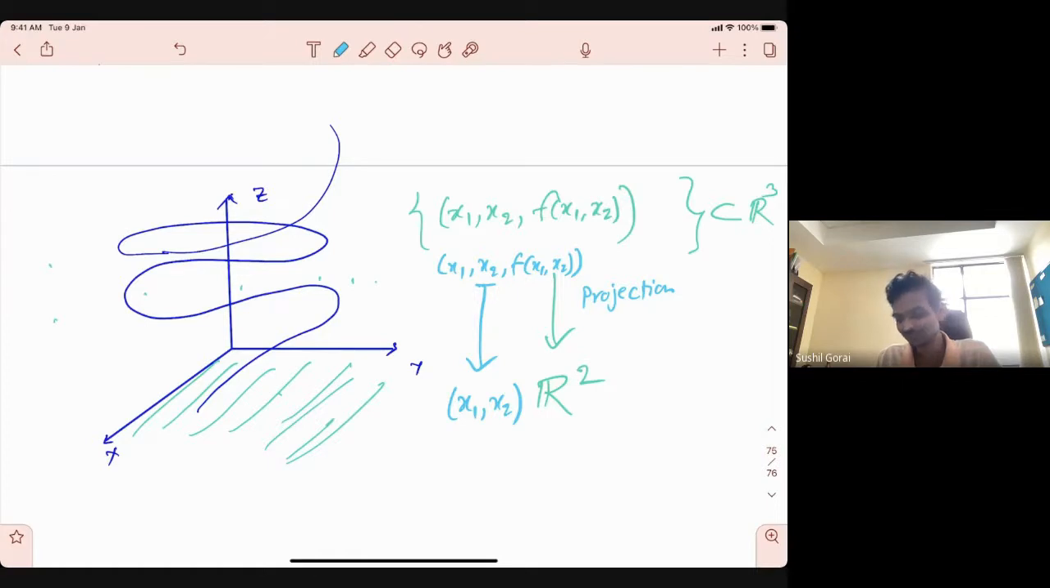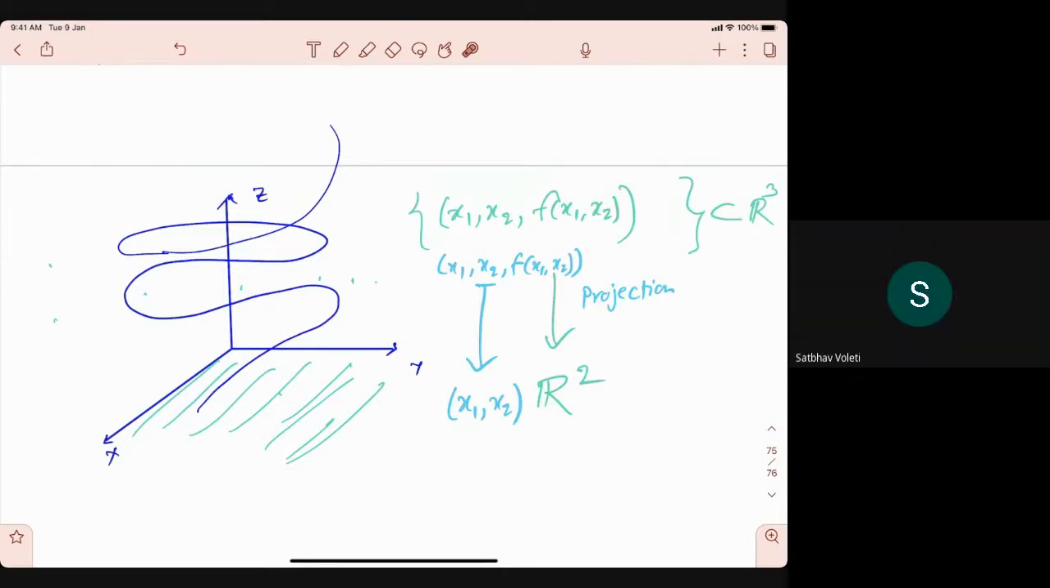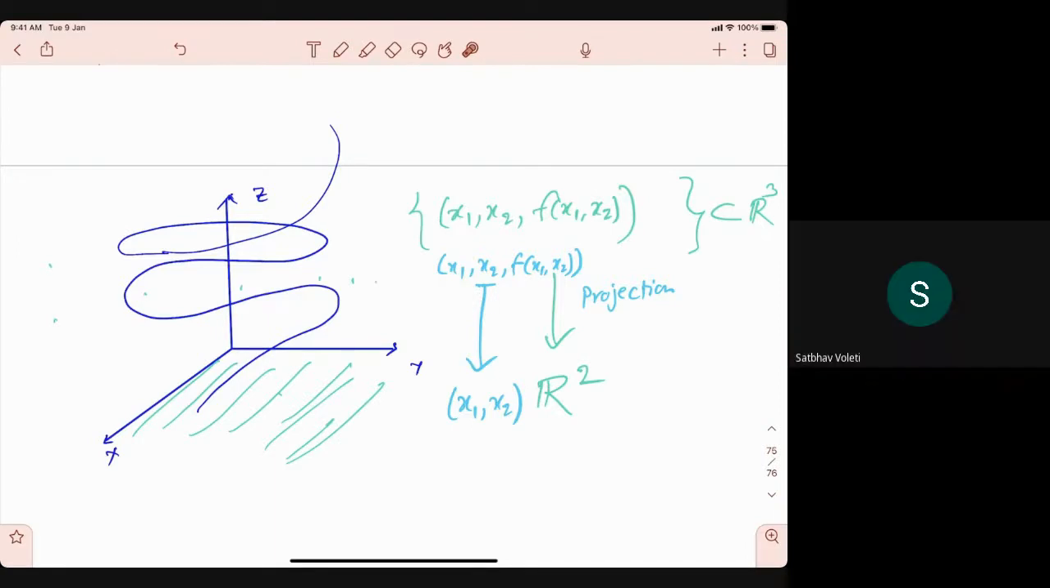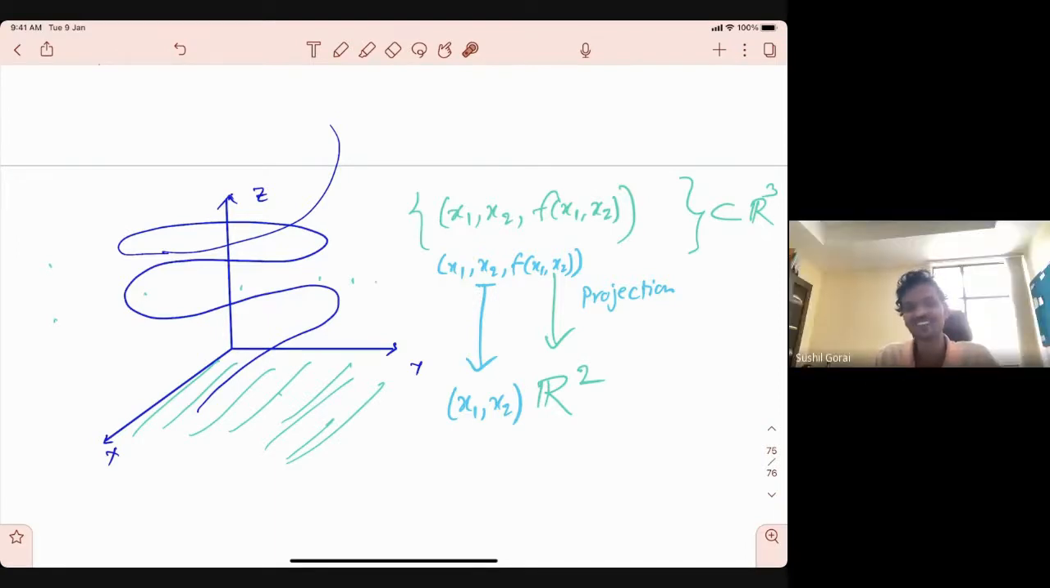Yeah, is it continuous? So for continuity, which space will you be looking at? You will be looking at this subset of R3 with the metric coming from R3, right? So do you mean the projection map from R3 to R2 is continuous or not? Yeah, that is continuous.